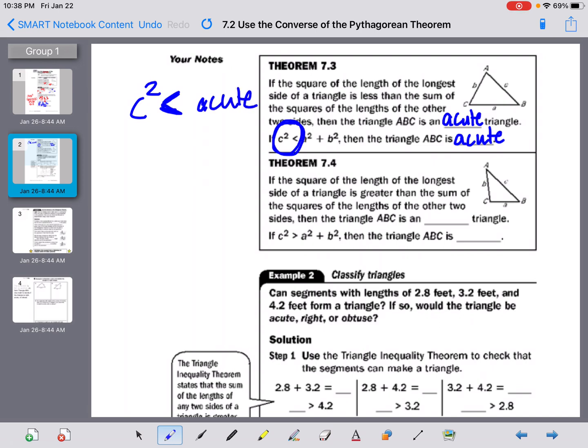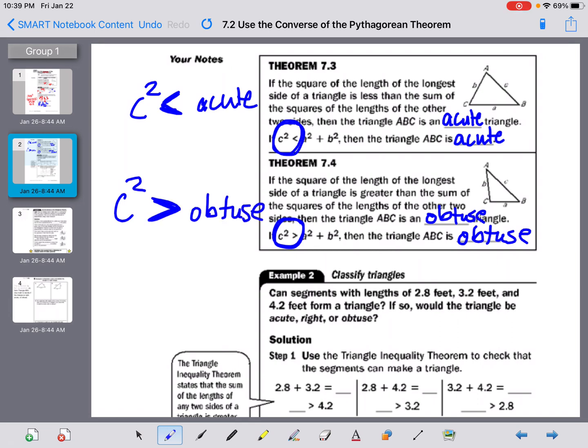Okay. Second theorem says, if the square of the length of the longest side of the triangle is greater than the square of the lengths of the other two sides, then the triangle is, and in this time I see c squared is bigger than all the rest, it is obtuse, okay? So again, it's all about that c squared. If c squared is bigger than all the rest, it's obtuse, okay?